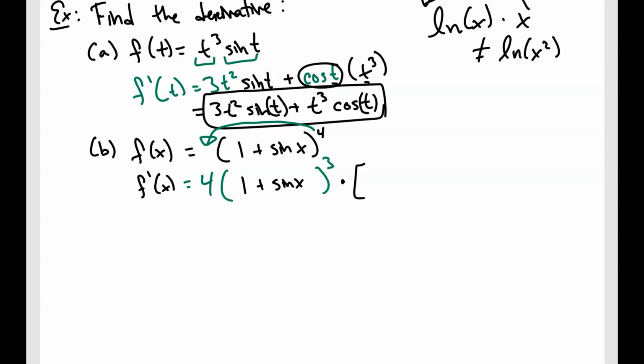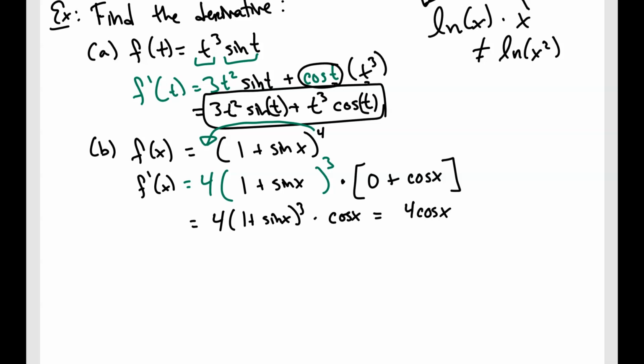The derivative of 1 is just going to be 0, plus the derivative of sine, which is cosine of x. So this is going to give me 4 times (1 plus sine of x) to the power of 3 times cosine of x. So I can rewrite this as 4 cosine of x times (1 plus sine x) to the power of 3.